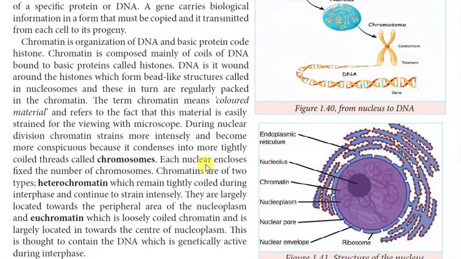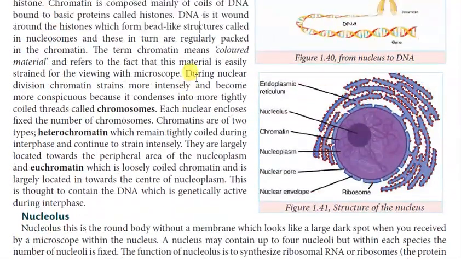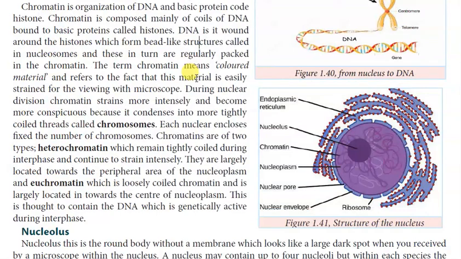Each nucleus encloses a fixed number of chromosomes, and the number of chromosomes depends on the species. Kwa mfano human being tuna chromosome 46, and because the chromosomes they appear in pairs, tunazita homologous chromosomes. They appear in pairs. Tutaenda ku study in detail kwenye genetics.